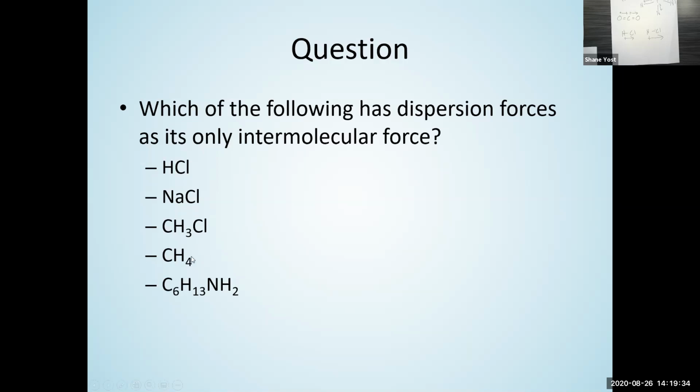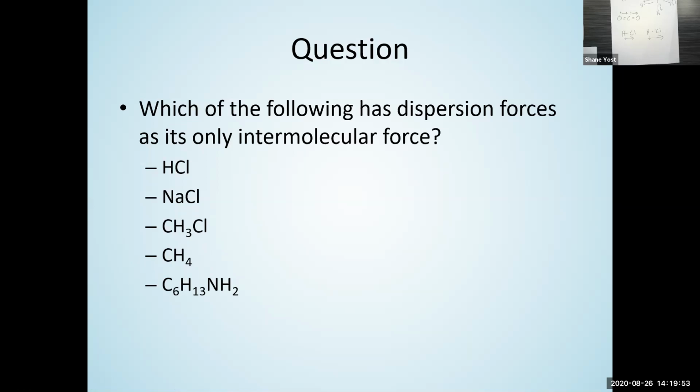CH4, we have polar bonds, but they're all symmetrical with each other. They're all the same, and cancel each other out. And so for CH4, we only have dispersion intermolecular forces. CH4 is the molecule with only dispersion forces.